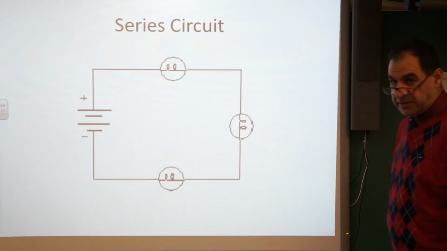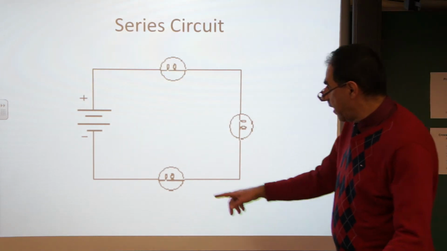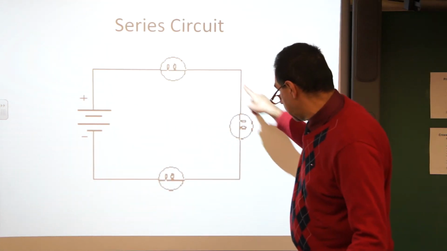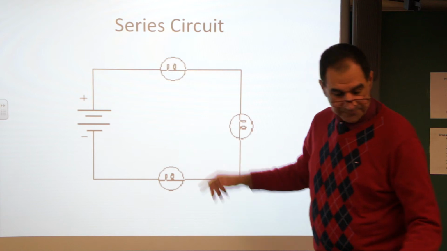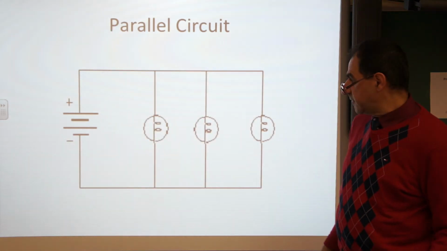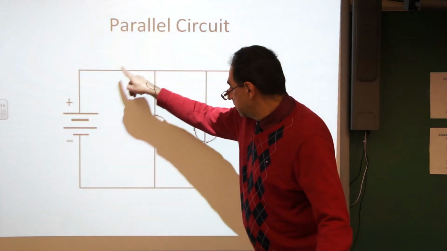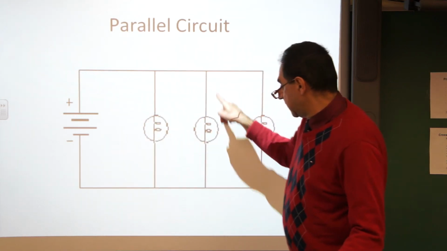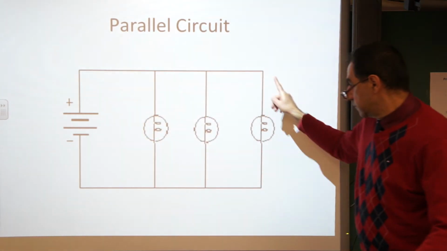This is a series circuit. So our power supply goes from positive to negative. These are lights. This is a parallel circuit because the circuit can take alternate routes.